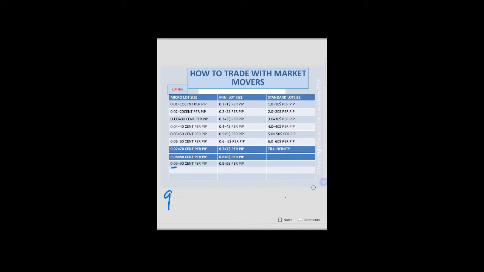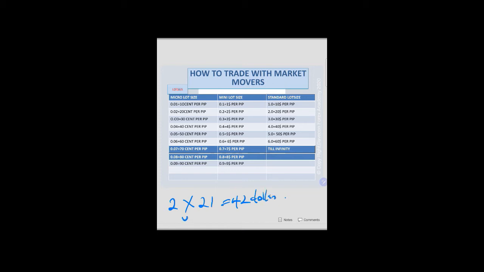Now this is in the category of the micro lot size. Now let's look at the mini lot size. Mini means 0.1, $1 per pip, 0.2, $2 per pip. So it's straightforward. If I make 21 pips and I'm using 0.1 as my lot size, I make $1 for each pip. So I make $21. Straightforward, no division. If I use 0.2, which is $2 per pip, I make $2 times 21. 2 times 21 is 42, so I make $42. Straight to the point. That's what it means.